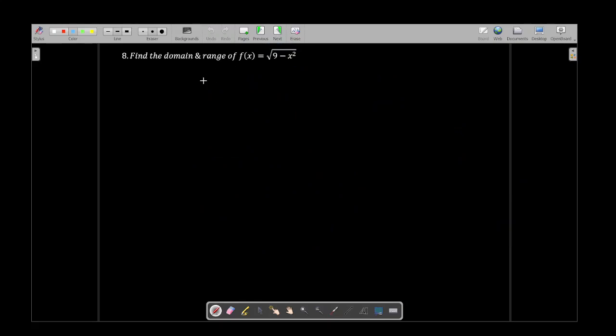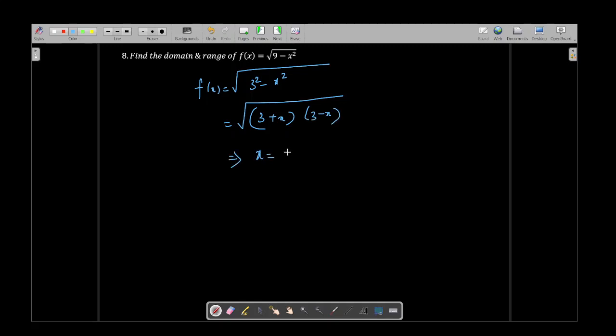F of x is square root of 9 minus x square. I can write f of x as square root of 3 square minus x square, square root of (3 plus x) and (3 minus x). This implies x is equal to minus 3 and x is equal to plus 3 are the roots. The domain for this function is, since the curve is looking down, you can see negative x square we have. So domain is from minus 3 to plus 3.